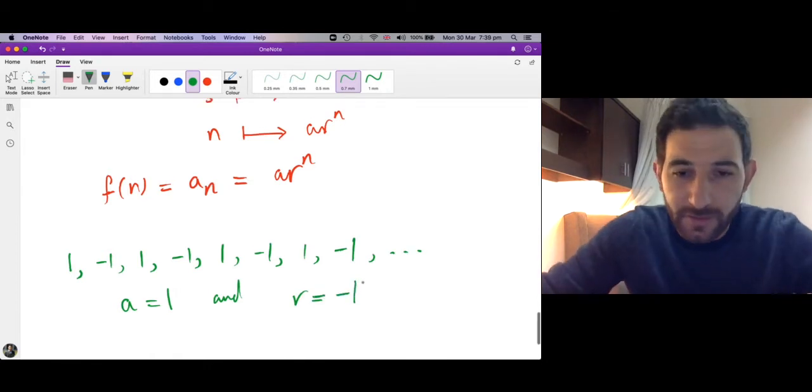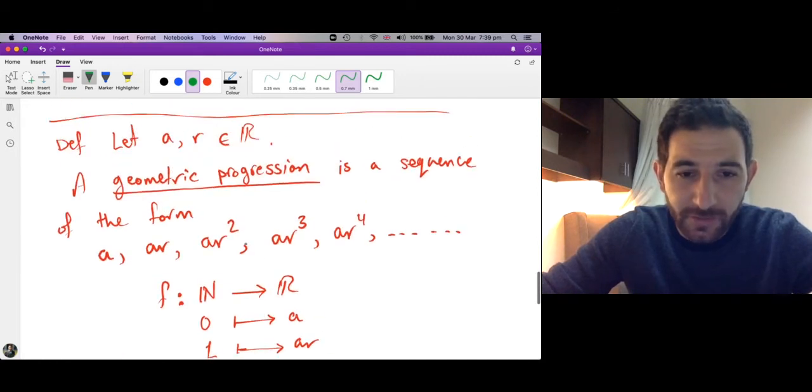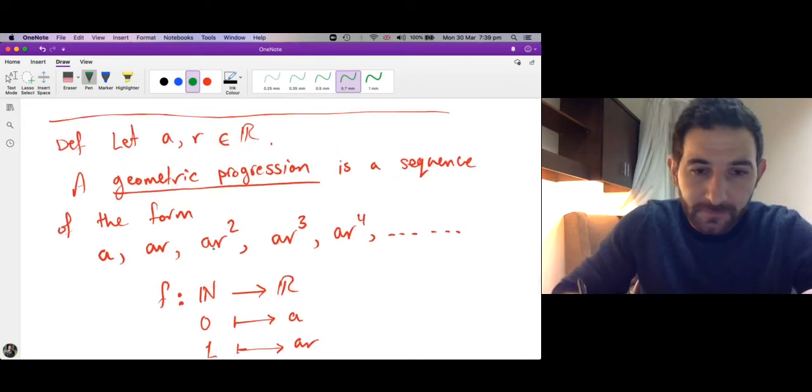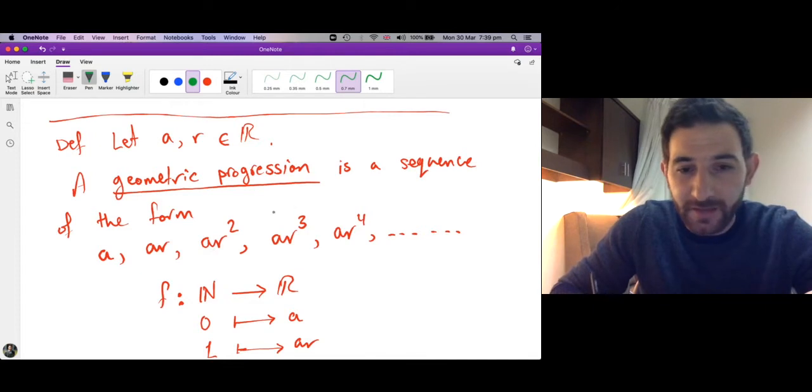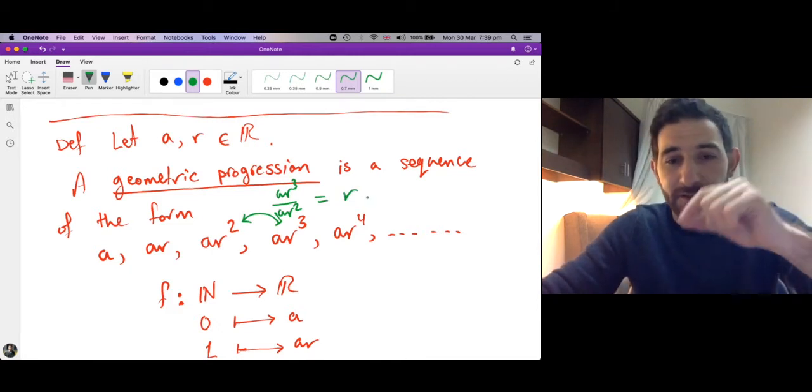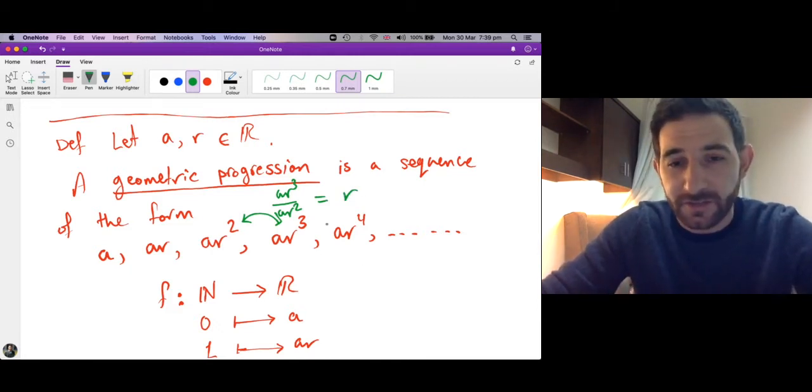Let me tell you why it's called the common ratio: R is any term divided by its previous term. So if you divide AR cubed by AR squared, you get R always. Whenever you divide a term by the previous one, you get the common ratio R.